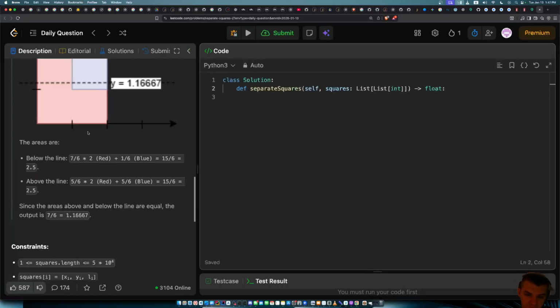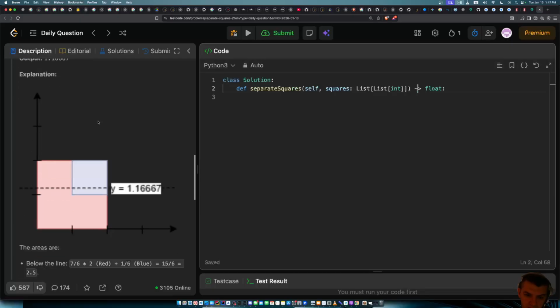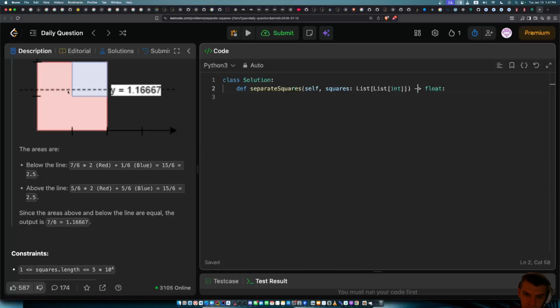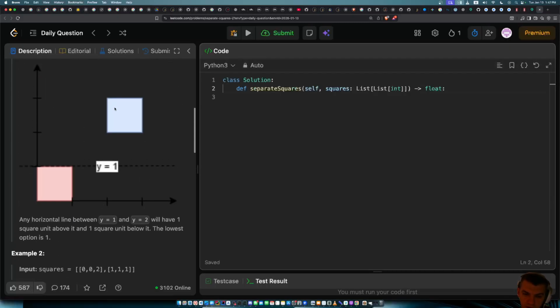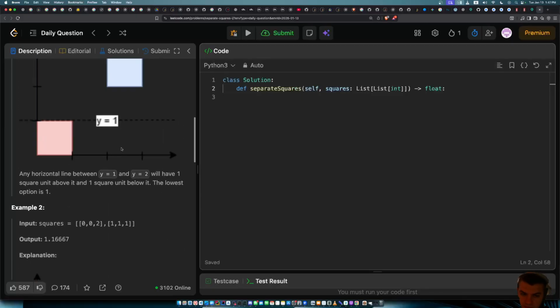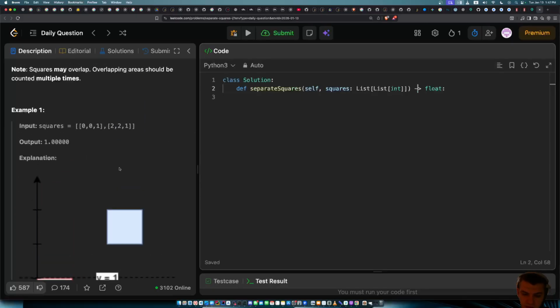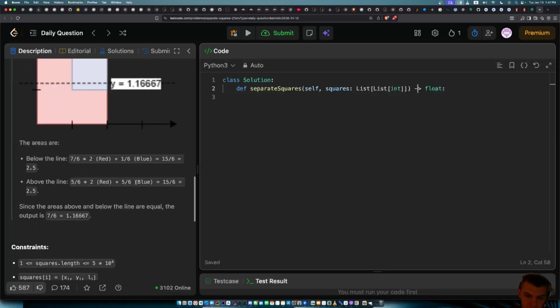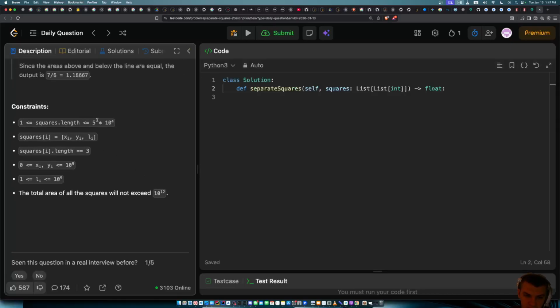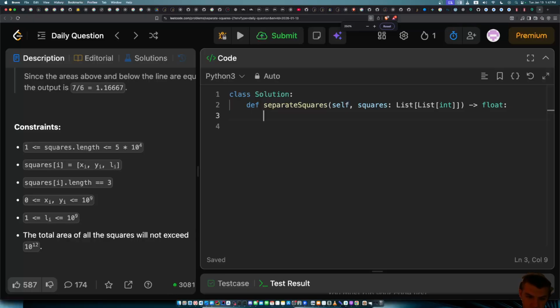and calculate the area of the squares below the line and area of the squares above the line, and do the binary search. Constraints tell me that binary search is possible here. So the binary search is gonna be n log n, and yeah, that's gonna be it. And let me just code it quickly.